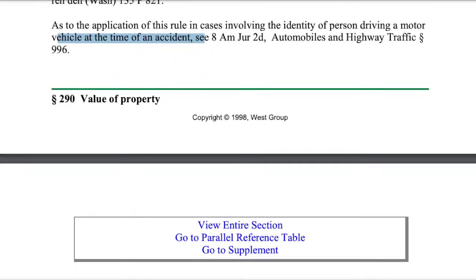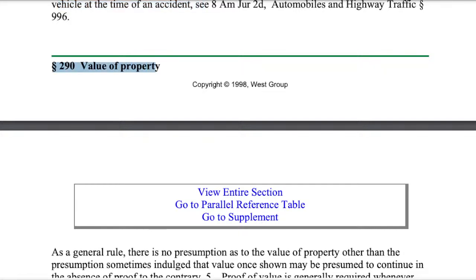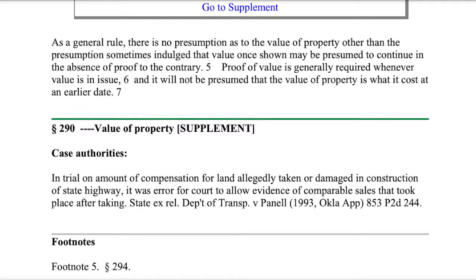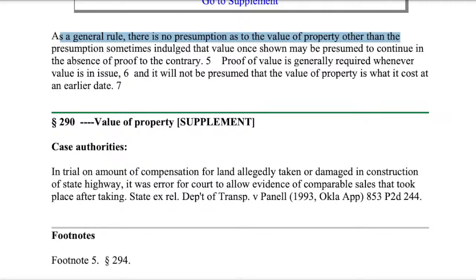And we're on to section 290, the value of property. As a general rule, there is no presumption as to the value of property, other than the presumption sometimes indulged that value once shown may be presumed to continue in the absence of proof to the contrary. Proof of value is generally required whenever value is an issue, and it will not be presumed that the value of property is what it cost at an earlier date. It will not be presumed.